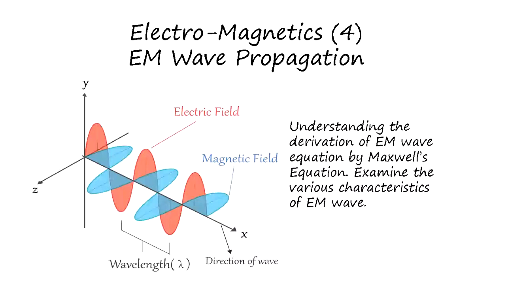Electromagnetics for EM wave propagation. So you learned Maxwell's equations. When you look at them very carefully, the electric field is going to cause a magnetic field, and the change of the magnetic field causes an electric field again. So there is a feedback between the electric field and the magnetic field.